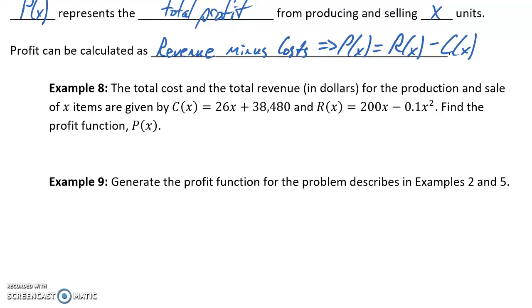In example 8, we have a situation where we're given both a revenue and a cost function, and we're asked to find that profit function. So we can calculate P of x as our revenue function, minus our cost function. And one subtlety to keep in mind here is we want to subtract that entire cost function. So I'm going to write this in a set of parentheses.